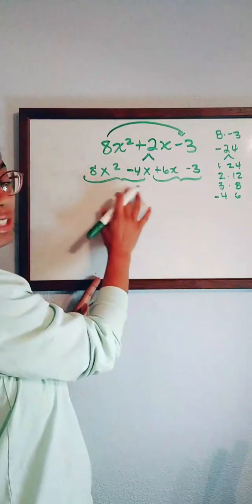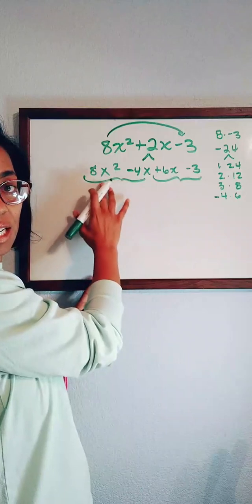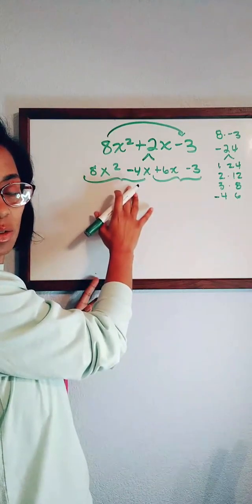I'm going to look at what these two have in common. What's the GCF of 8x squared and 4x? What do they both have in common?